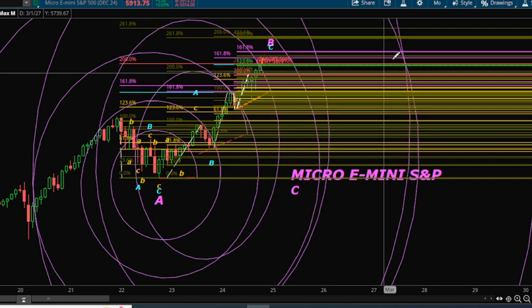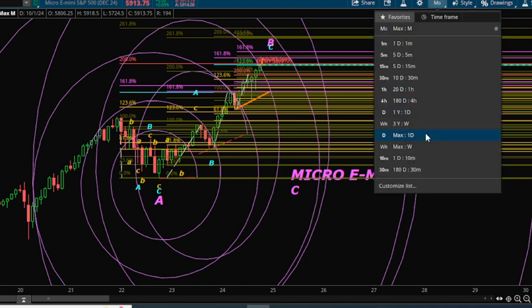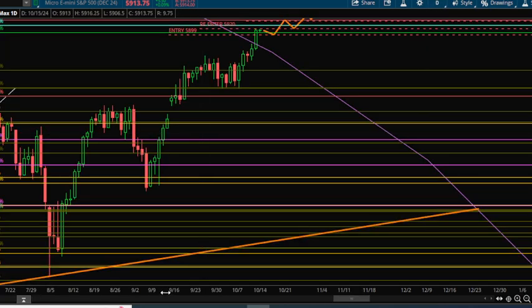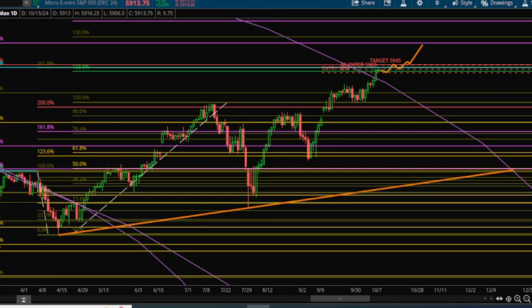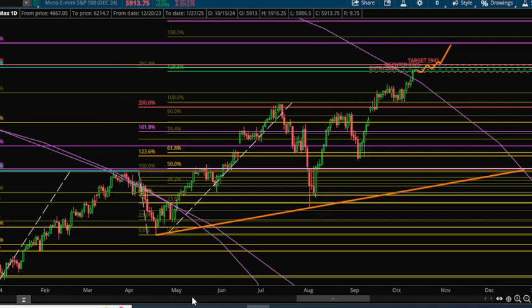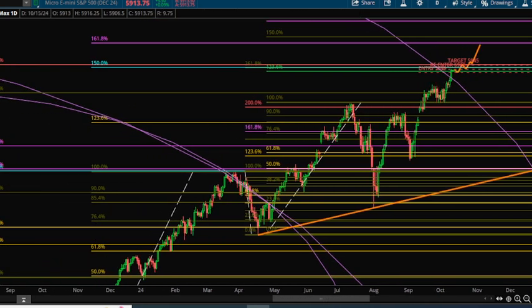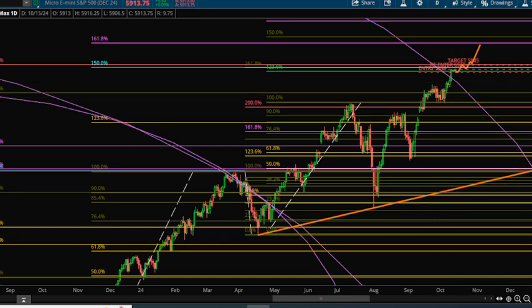So that being said, let's go to the daily time frame. And I know I have a lot of fibs on here, so they are of importance. So I can't really erase them right now, but let's see. I guess I can show you how I got, or what I'm getting at.